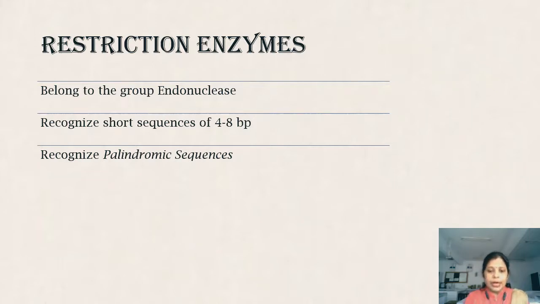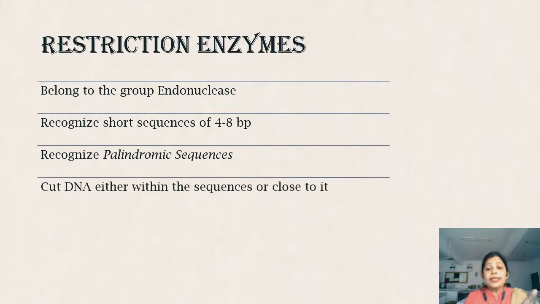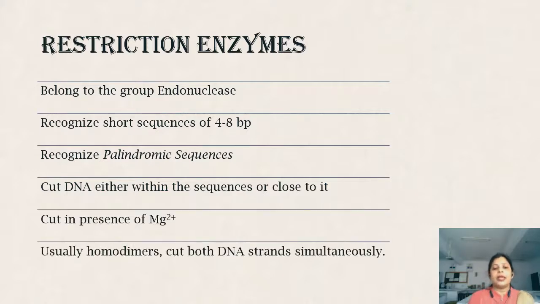There are two options now: whether the cut is between or within those 4 to 8 base pair sequences, or somewhere close to it. So restriction enzymes are of different types based on whether they cut DNA within these 4 to 8 base pair sequences or somewhere close to it. Now, they cut in the presence of magnesium ions and are usually homodimers, which means they have two similar units so that they can cut the two strands of DNA, the double strand, simultaneously.